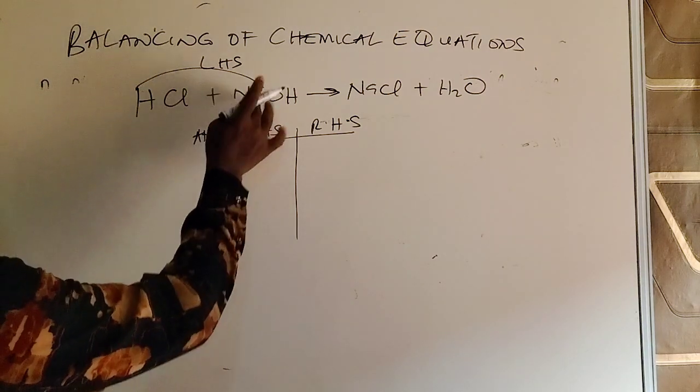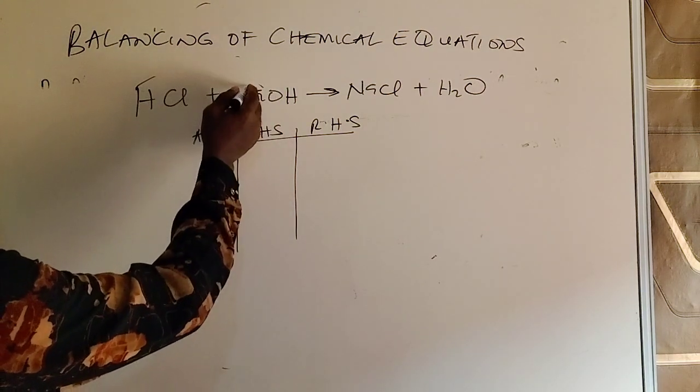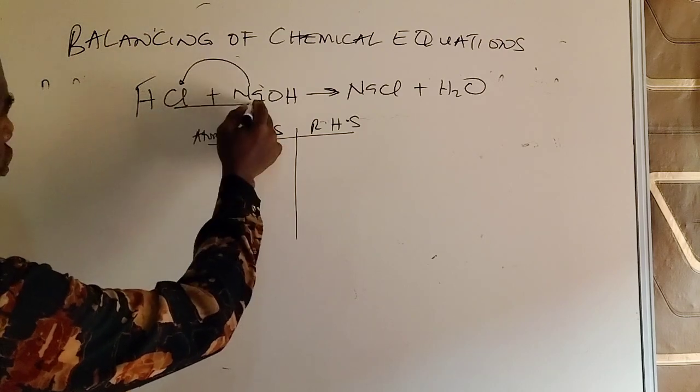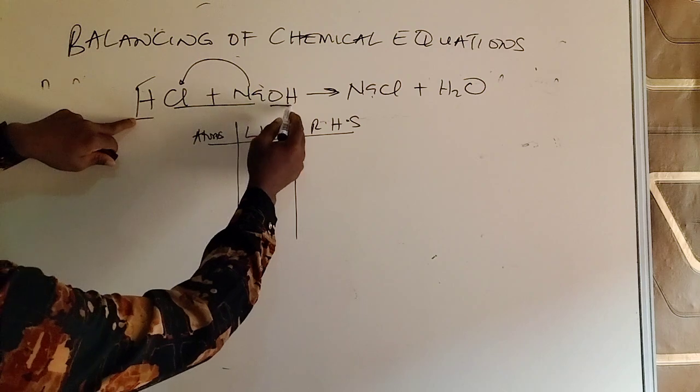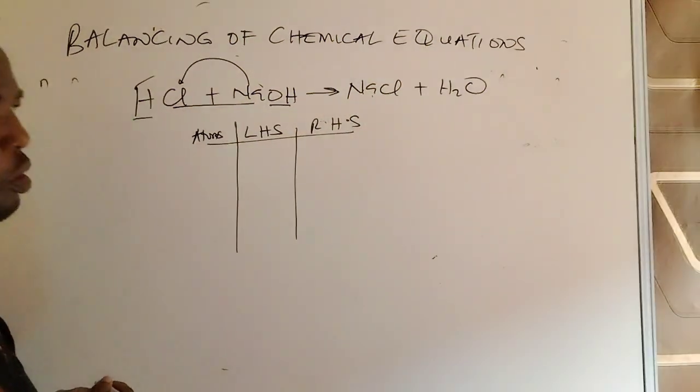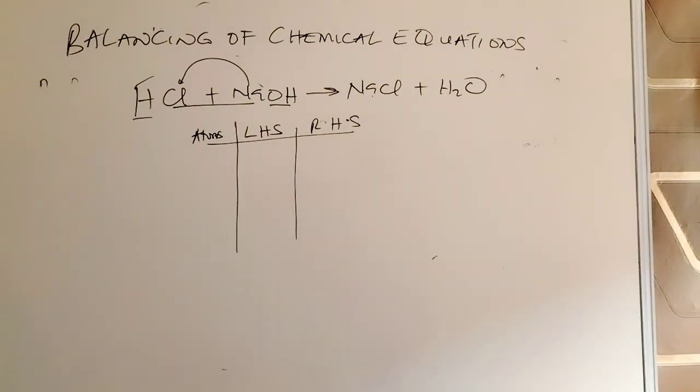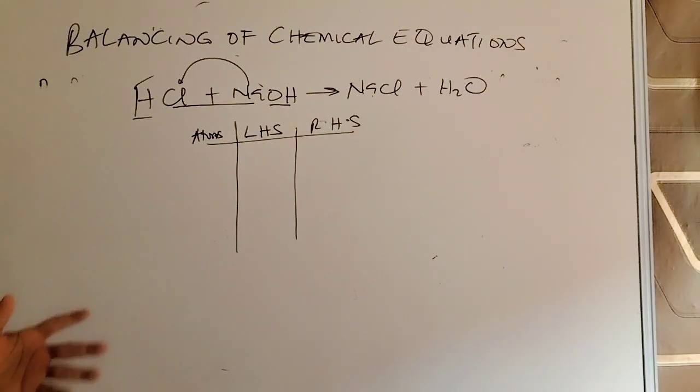You see that sodium just picks chlorine to give you sodium chloride, while hydrogen picks OH to give us water. So that's the equation we have here. Now we come to how to write equations.